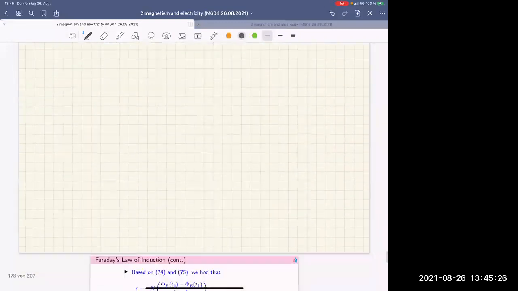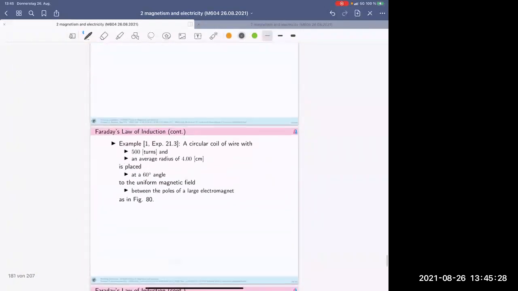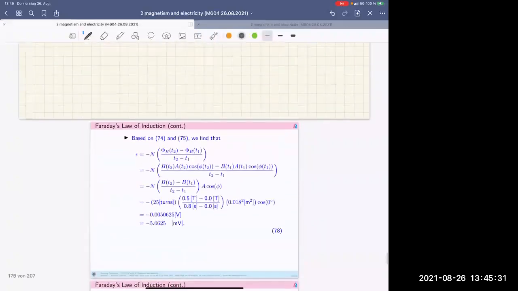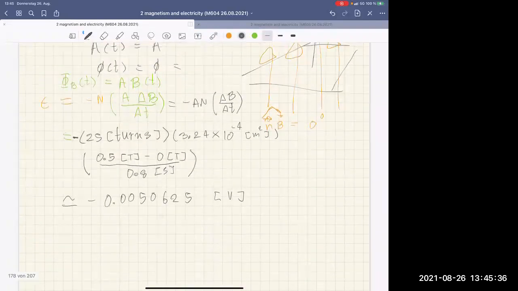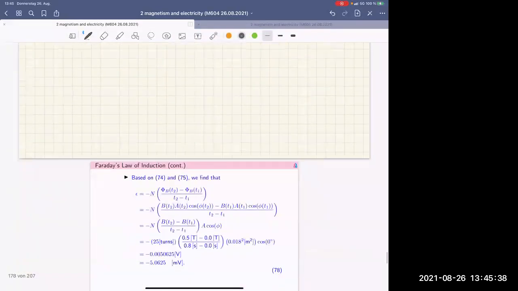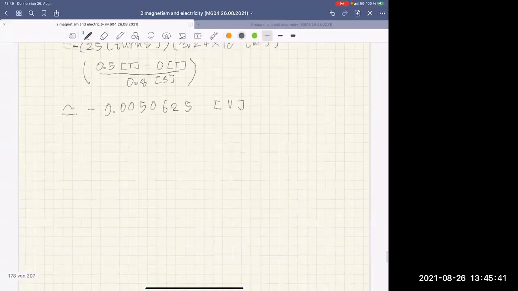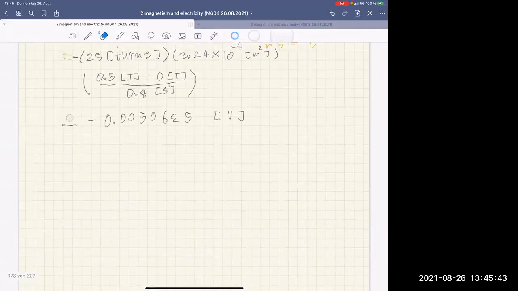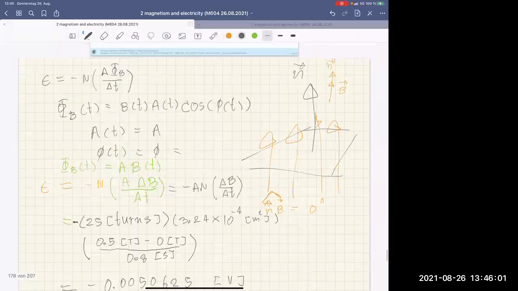Let's check 0.05. It matches exactly. Or if you want to say it in millivolt scale, it's not an approximation at all. If you want to say it in milli scale, minus 5.0625 millivolts, like that. Okay, that's for the first quantity.